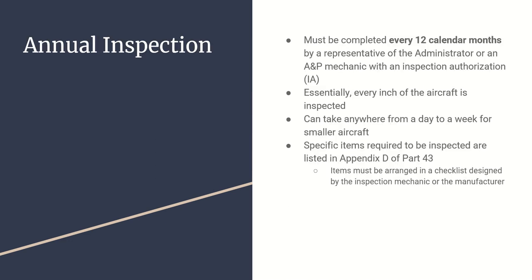Most important thing is the annual. The annual is a big inspection that takes a while depending on the size of your aircraft. So again, there's the appendix listed for that inspection. But the most important thing to remember is it needs to be done every 12 calendar months, and it has to be done by a mechanic with an IA or an inspection authorization. Somebody who works for the FAA can do that too. Remember, the administrator is the FAA. So they're going to check pretty much everything.